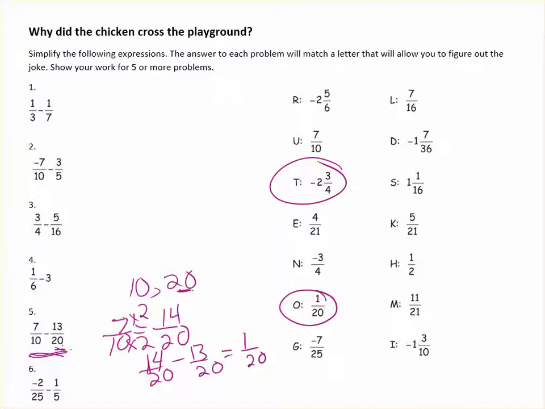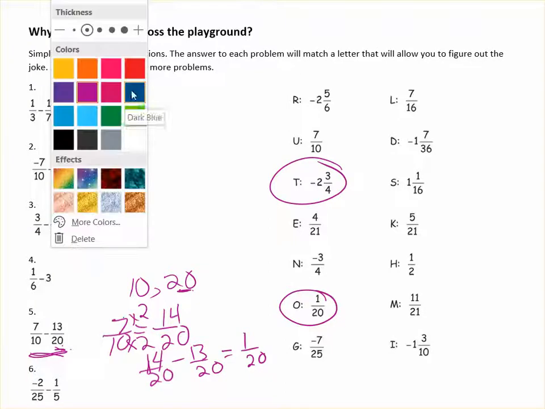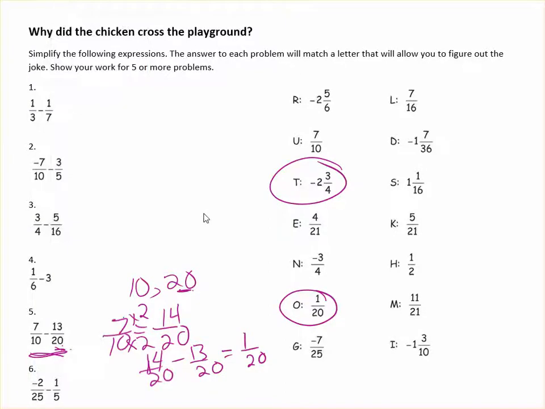I think I'll do one more problem. This is kind of hard, the subtracting ones, if you haven't done them for a while. Let's look at number 4. So we have 1/6 minus 3. So the first thing we need to do is rewrite 3 as 3/1.